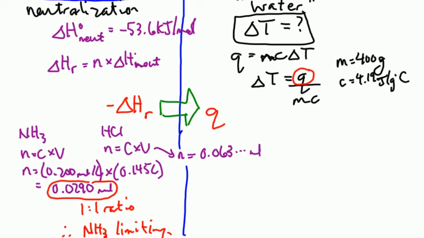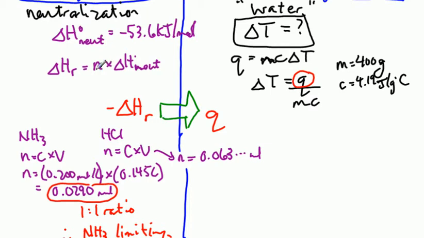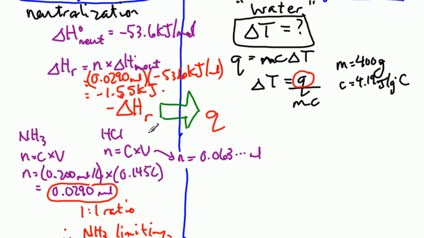0.0290. So what we can do is we can take that number and sub it back in up here. 0.0290 moles times this value up here, minus 53.6 kilojoules per 1 mole, and that gives us a value of minus 1.55 kilojoules. Minus 1.55 kilojoules. That's the amount of energy that we expect will be associated with this change, with the values that we have.